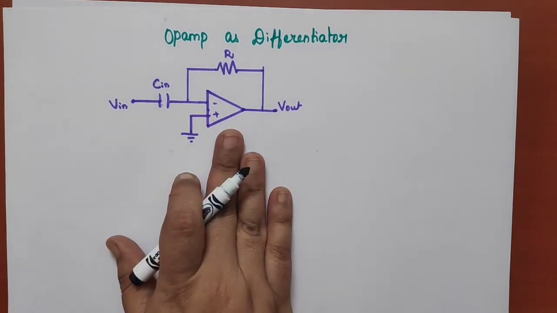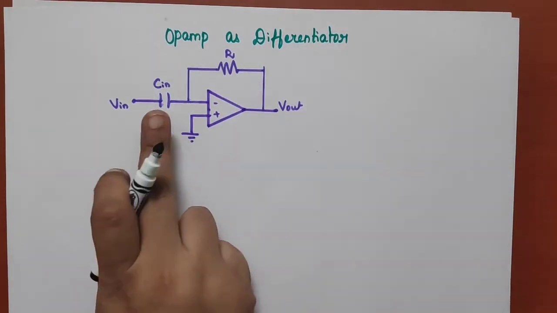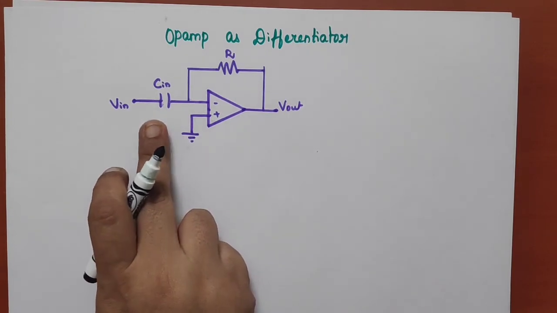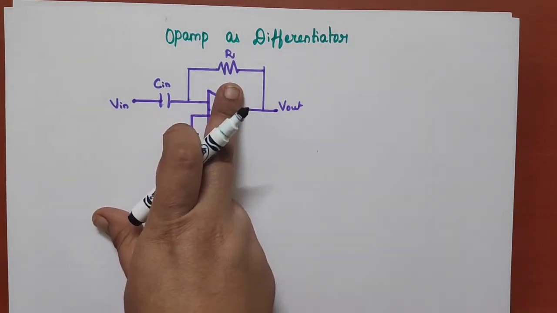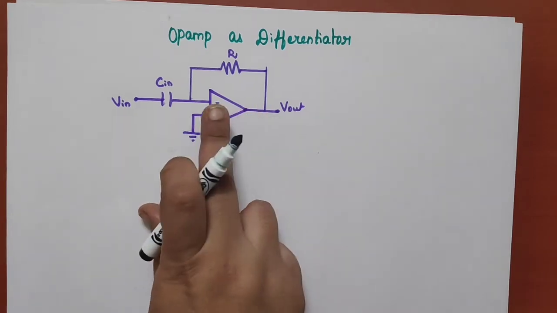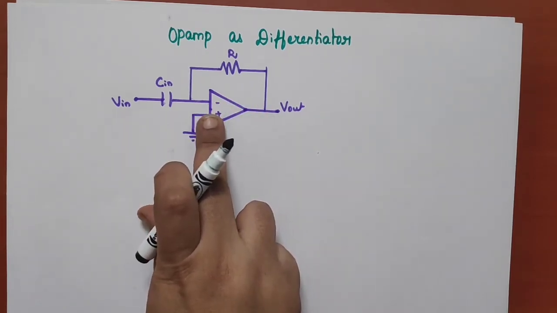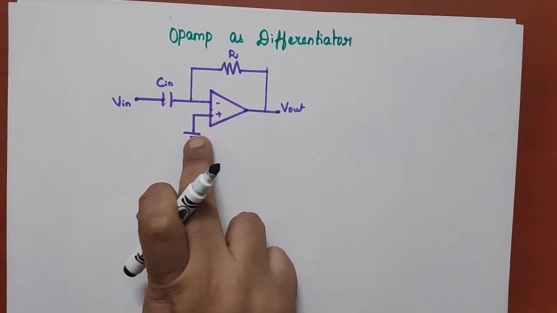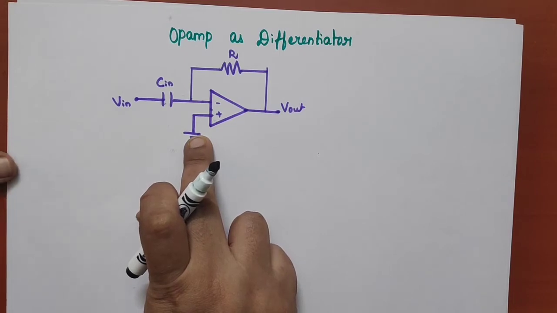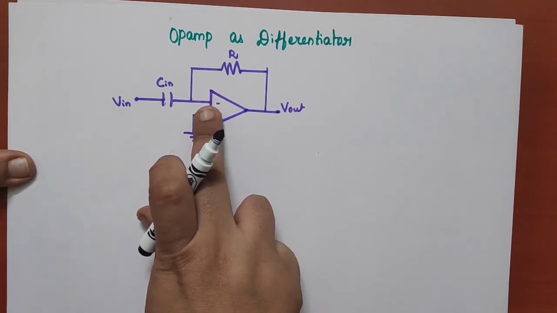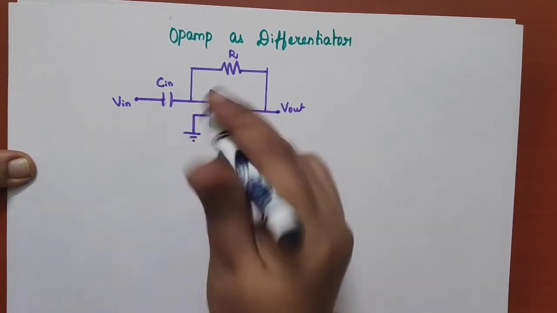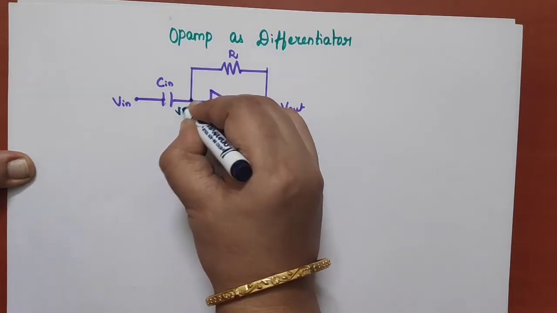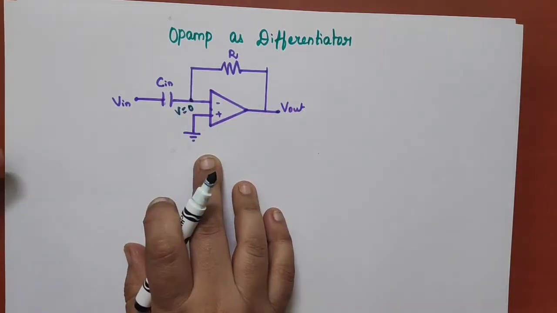This is the circuit diagram of differentiator. It consists of capacitor at the input and resistor as the feedback element. The input is given to the inverting terminal of the op-amp. Non-inverting terminal is grounded here. By virtual ground concept, op-amp will try to keep its input terminal at the same potential. So, the voltage at this point is equal to 0.